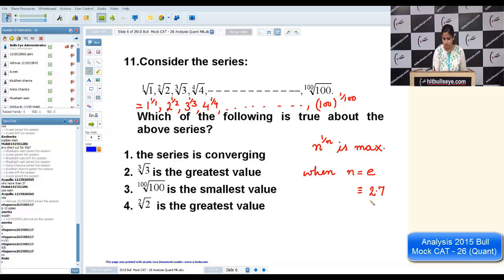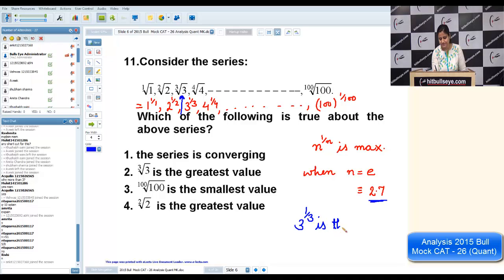So 2.7 lies between 2 and 3 and is very close to 3. So what will be the answer? That 3 raised to power 1 by 3, that is the greatest value, we can say. That is the greatest value. Is it okay? Yes, guys.